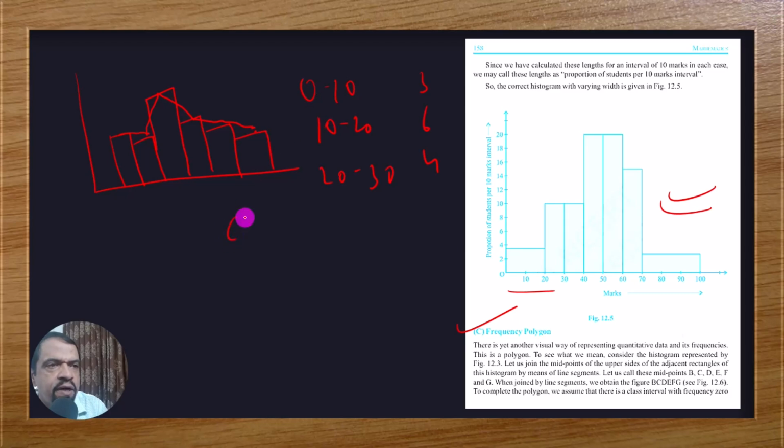6, this is 4. So we will calculate the class interval or class mark. Class mark means lower limit plus upper limit upon 2, the average. So it will be 5. For 10 to 20, 30 upon 2, 15. For 20 to 30, 50 upon 2, 25. So it is 3, 6, 4 frequencies.